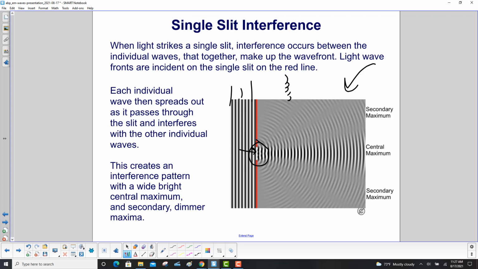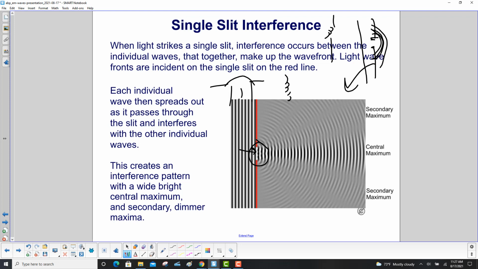Each one of those will be interfering. So each individual wave spreads out as it passes through the slit and interferes with the other individual waves, right? Whenever you have a gap like that, diffraction, let me draw it over here. If you have the wavefront coming in here, it hits this gap and the wave regenerates. Now what we're having here is there's a multiple amount of these little waves hitting the gap, and they'll interfere with each other. We'll look on the next slide. Hopefully that'll make it maybe a little clearer.